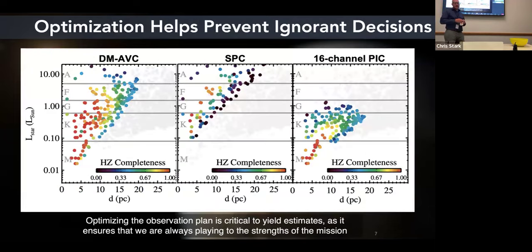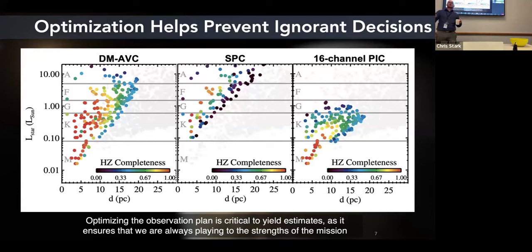Why is optimization so important? Well, basically, we always want to make sure we're playing to the strengths of the mission. And sometimes it's really hard to intuit what those are. So what I'm showing you here are scatter plots of the optimized target lists for 3 different coronagraph mask designs. These came from the CDS study that I'm co-leading with Russ Belikov. And what I'm plotting is their luminosity versus distance. The faint gray dots you see in the background are stars that could have been selected. The colored dots are those that were selected, and they're color-coded by habitable zone completeness. And as you can see, the target lists are very different for each of these different coronagraph masks.